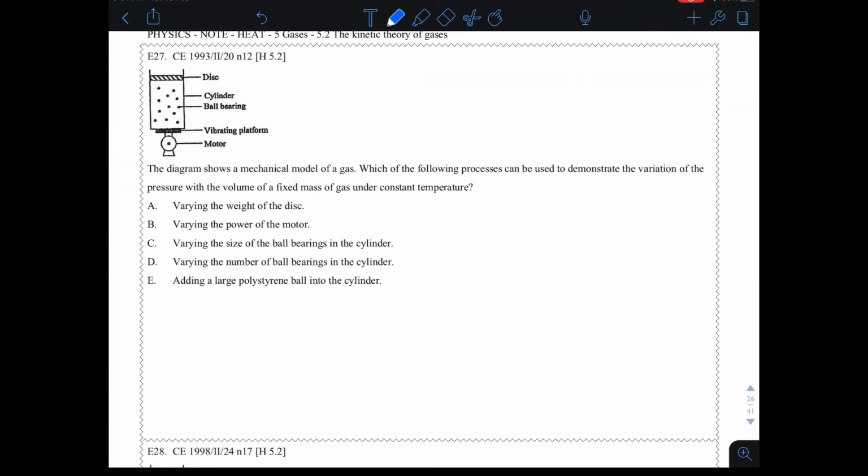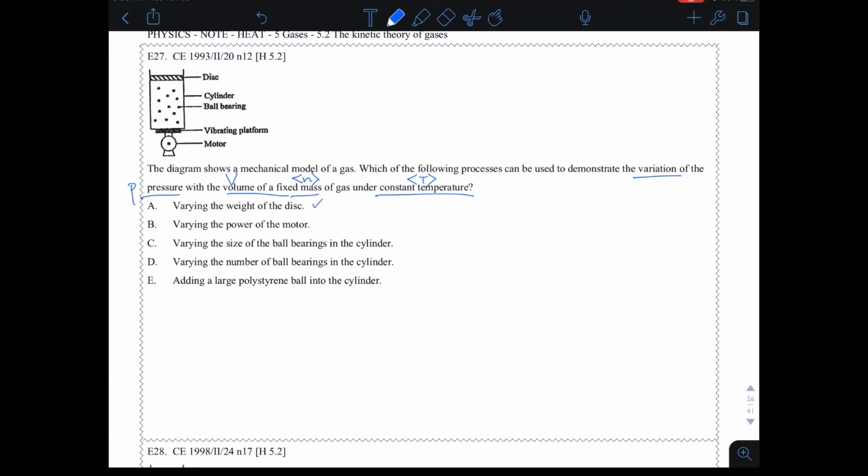A diagram shows the mechanical model. Which of the following processes can demonstrate variation of pressure with the volume fixed? Variation of the pressure with the volume of a fixed mass of gas under constant temperature. So we try to give some symbols: change of pressure with volume with a fixed mass of gas under constant temperature. These special brackets are again about constant N and constant T. Okay? So, varying the weight of the disk.